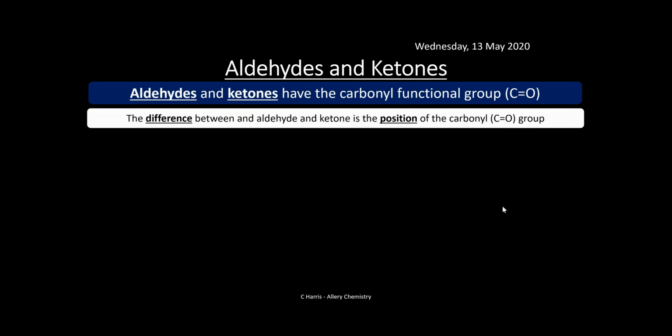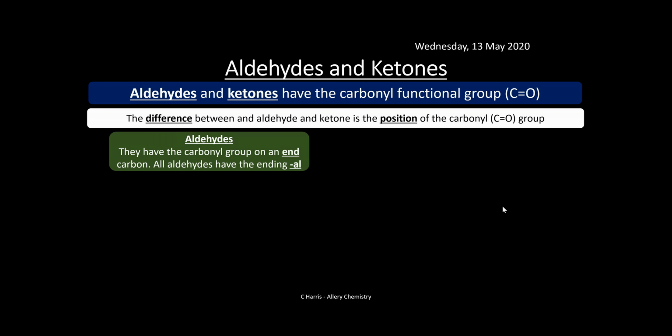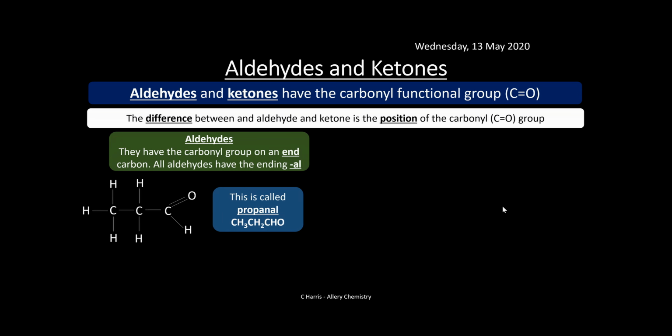So the difference between an aldehyde and ketone is pretty much the position of that carbonyl group. Okay, so is it going to be in the middle carbon, or is it going to be on a terminal carbon, so one that's at the end? So aldehydes have the carbonyl group at the end, and they always have an ending of -al, so it's ethanal, methanal, propanal, etc. Okay, so here's an example. This is propanal, and you can see that carbonyl group is actually sat on the end carbon here, so that's called propanal.